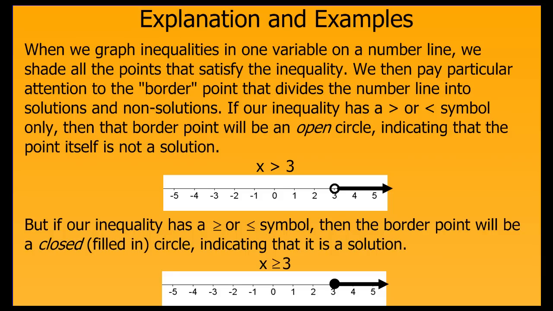But if our inequality has a greater than or equal or less than or equal symbol in it, then the border point will be a closed or filled in circle, indicating that it is a solution. So, for example, x greater than or equal to 3 looks just like our previous solution, except there is now a closed circle on 3 itself. That indicates that there is one more solution, in this case 3, that satisfies the inequality.